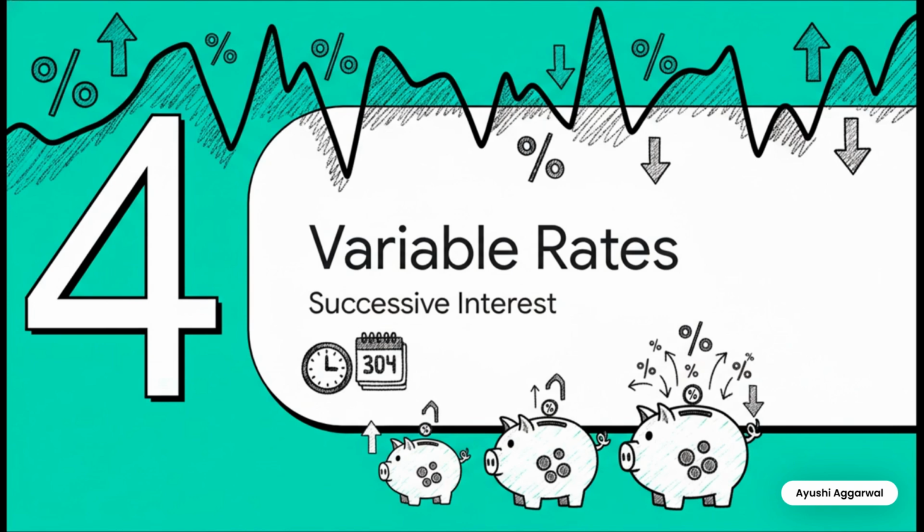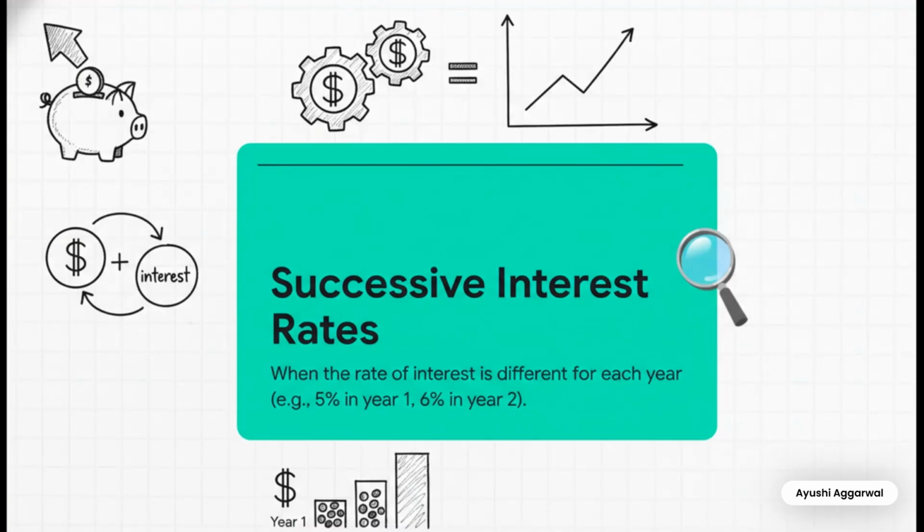What happens when the interest rate isn't constant and actually changes every year? Come on, let's learn this one too. This concept is called successive interest rates. It sounds complicated, but it's actually quite logical. The first year's interest is calculated at rate 1, and then the second year's interest is calculated on the new amount using rate 2. It's really just a chain reaction.